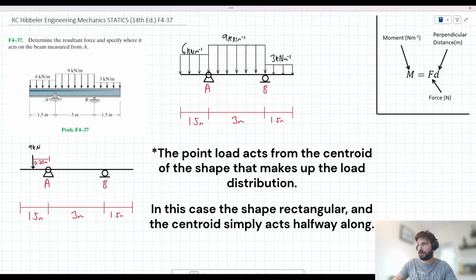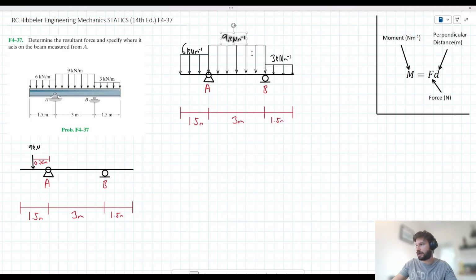Let's do the same for our 9 kilonewton per meter load and our 3 kilonewton per meter load here. So for our 9 kilonewton per meter load, we note that this acts over a 3 meter span. And so if we're to convert it to a point load, it would be 9 times 3, 27 kilonewtons of force. And for our 3 kilonewton per meter loading over here, that acts over a span of 1.5 meters. And so it would have a 4.5 kilonewton force.